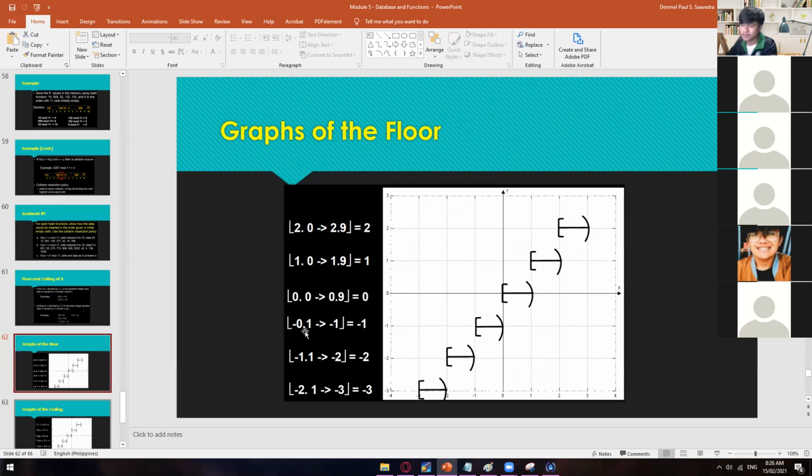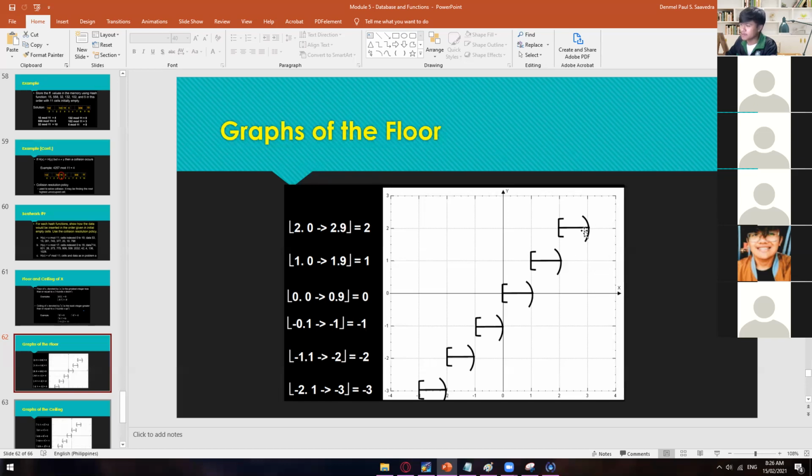If we have negative 0.1 to negative 1, it will become negative 1. Negative 1.1 to negative 2 is equal to negative 2. And negative 2.1 to negative 3 is equal to negative 3. Okay, so if we have a decimal, when it comes to flooring, you will always go to the smallest or lowest number.